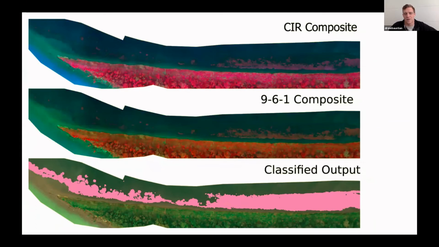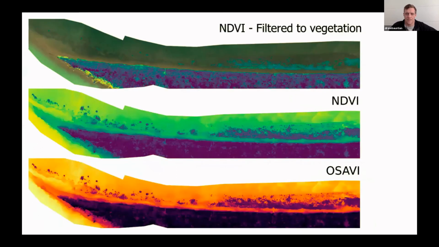Yeah, and these are just other example composites that you can create, basically doing the same thing. And then this is using an index instead of a composite to see the vegetation activity, biomass activity.